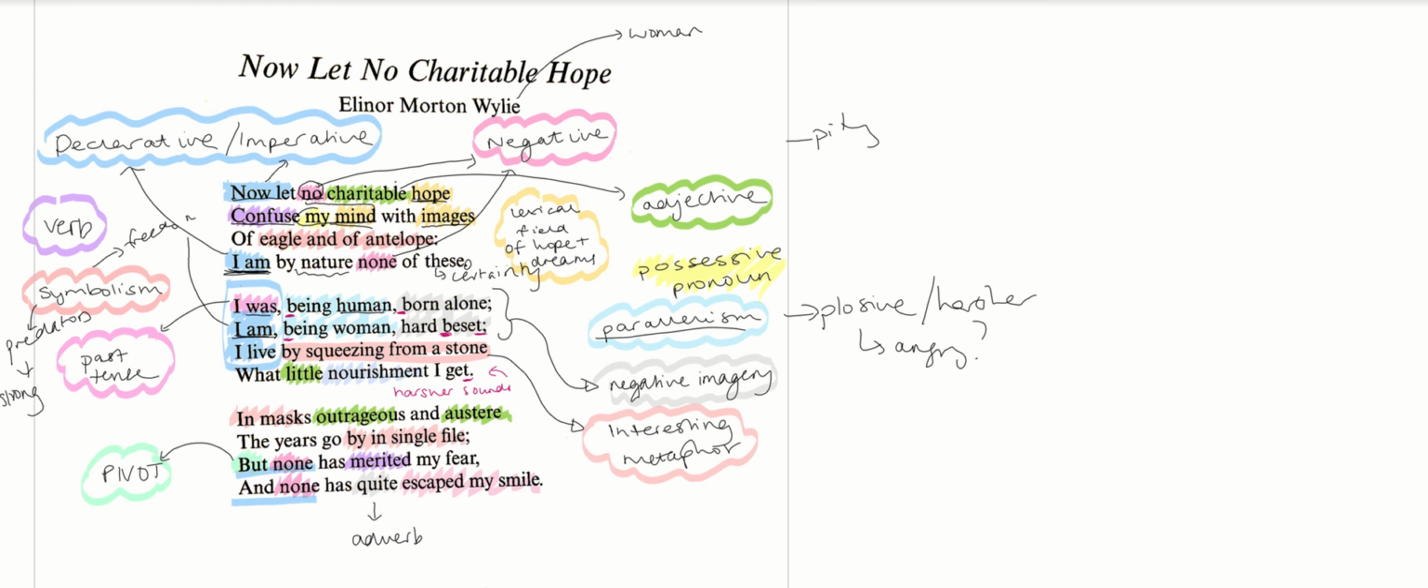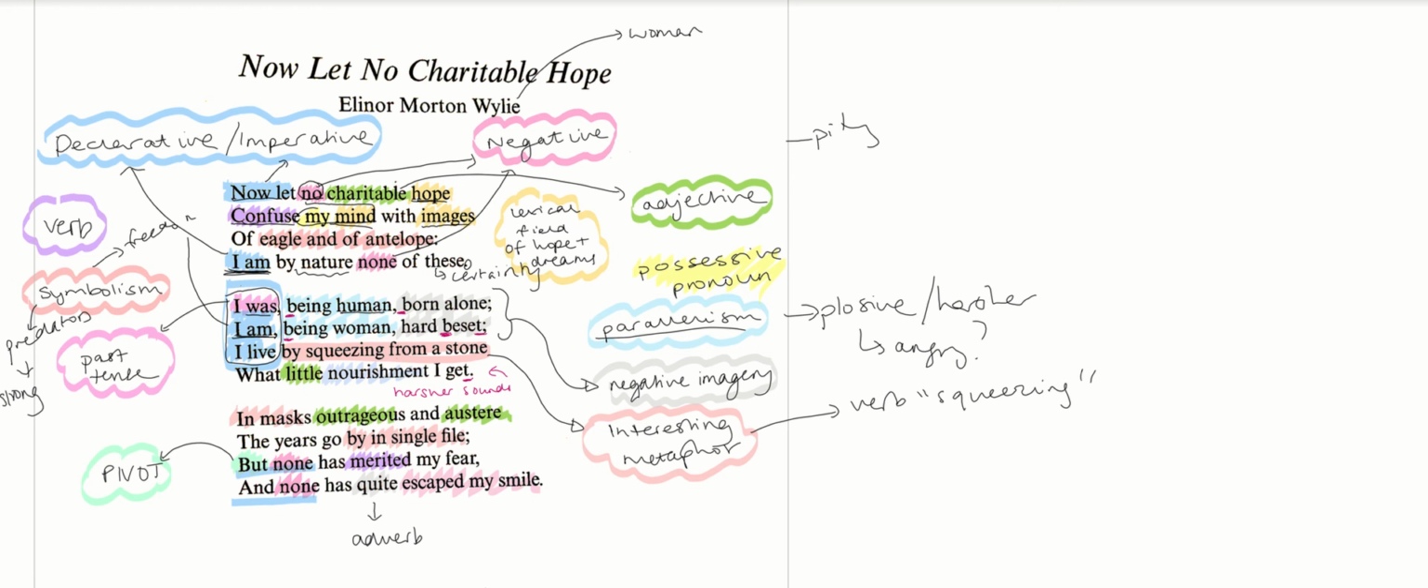Okay, so we see the repetition here of these declaratives. I was, I am, I live. So almost in the past, and as she is now, and as she will live on, or as she does live. By squeezing from a stone. Now I think this is a really interesting metaphor. If she is squeezing from a stone, that metaphor, or the verb itself, squeezing, suggests that there's a lot of action. And if you're squeezing from a stone, that's obviously a pointless effort.